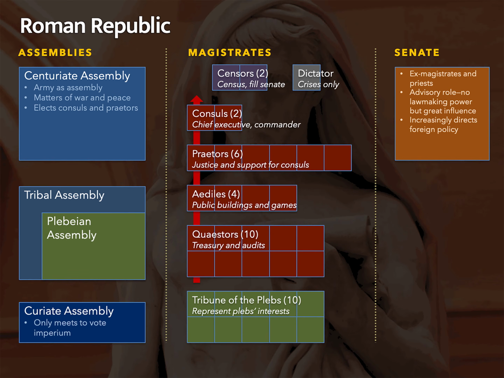How do these bodies interact with the magistrates we talked about in the other video? As I mentioned, part of the consul's duties was to convene and preside over the Senate and the assemblies. One of the roles of the consul in relation to these assemblies was to present legislation and oversee the process of passing or defeating that legislation in the assemblies.